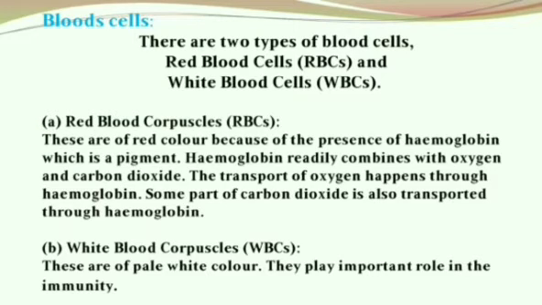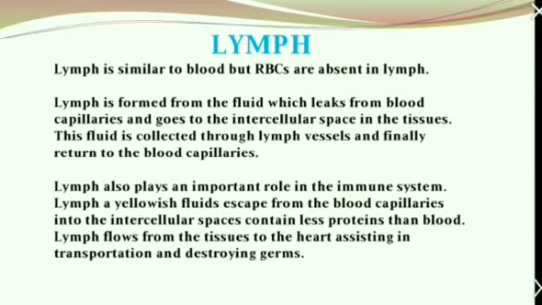Coming to the white blood cells, which are also called white blood corpuscles, these are pale white in color and they play an important role in immunity. Now, what is lymph?